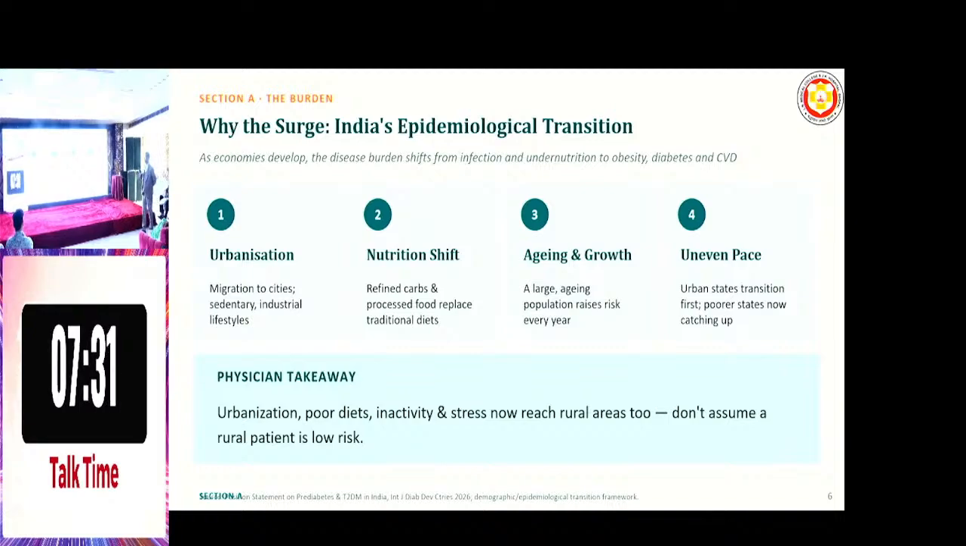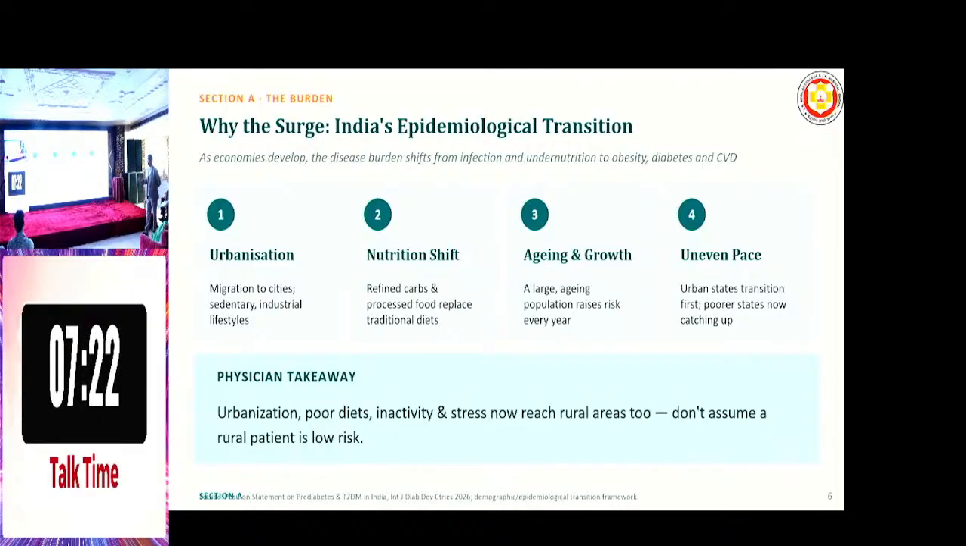And why is there a surge? हम सब लोग बात करते हैं हम तो इंडियन हैं, कृषि प्रधान देश के लोग हैं, हम में तो हो ही नहीं सकता, because of rapid urbanization, migration to cities, sedentary industrial lifestyle, we are all witnessing. Nutritional shift, हम लोग अभी डाइट की बात कर रहे हैं, डॉक्टर प्रॉमिस, डॉक्टर अभिषेक लो कार्ब एंड लो कैलोरी डाइट की बात कर रहे थे। There has been a lot of change in the last 3 to 4 decades.